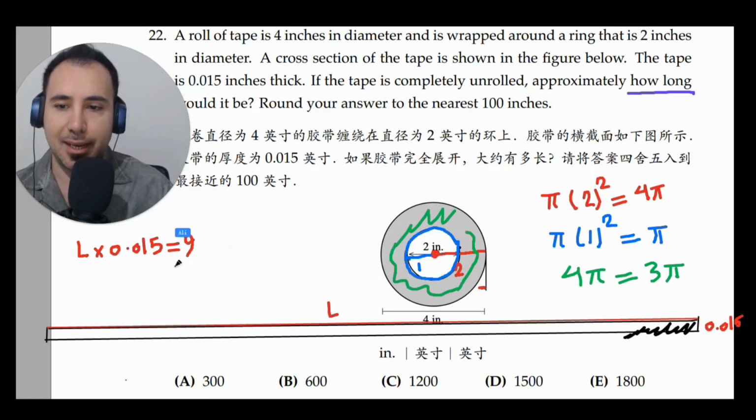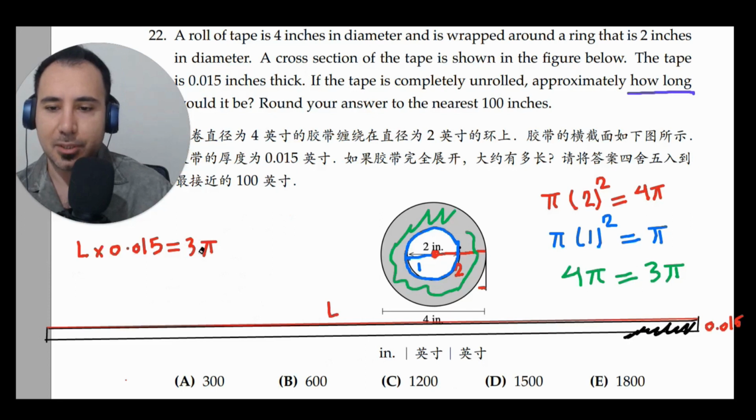So all we really have to do to find L is divide 9, or we divide 10. I could also make this 10 because pi is almost 3 and something, so 3 times 3 and something. You could also put it as 10. Either way is fine. You could go with 9 or you could go with 10. So L would be 10 divided by this value.